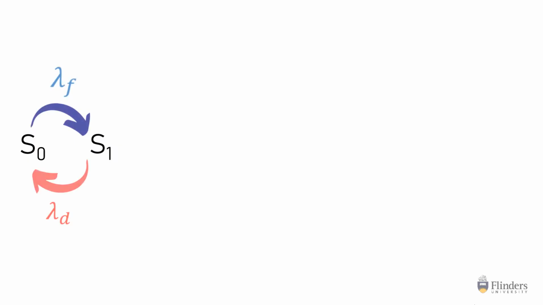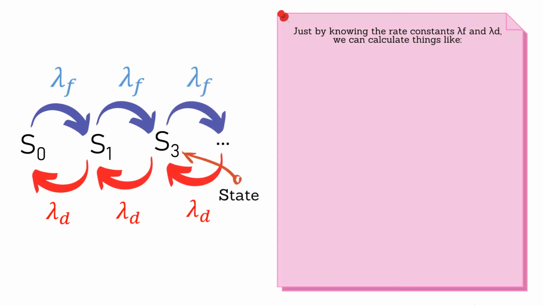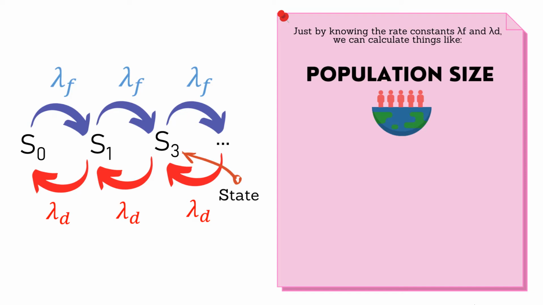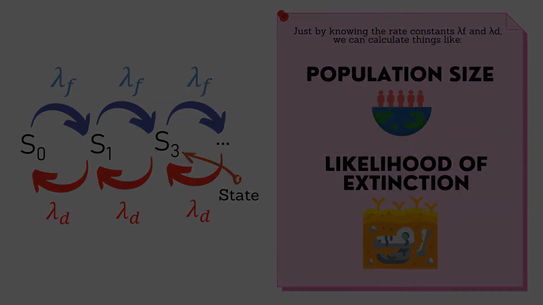Just by knowing the two parameters lambda f and lambda d, we can thus model things like the population size of any species, which intuitively relies on the ratio of the arrival rate versus departure rate, and other interesting phenomena, such as whether a species is likely to face extinction.